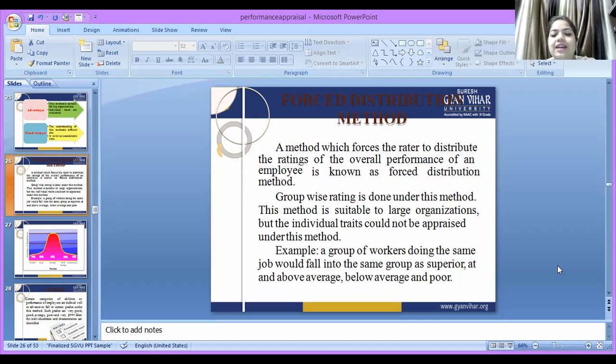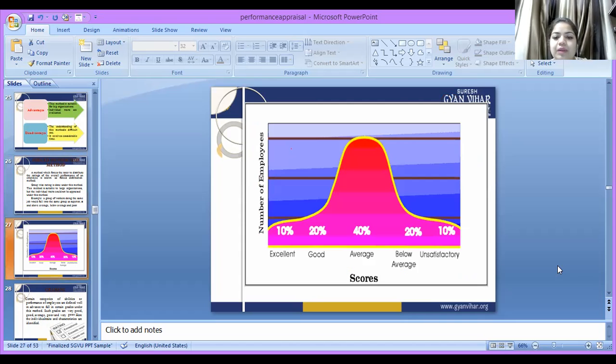So let's take the example. A group of workers doing the same job would fall into the same groups as superior, above average, below average, and poor. So these are the criteria: excellent, very good, good, average, below average, and poor. According to them, they will be rating basically. So let's understand it through the example.